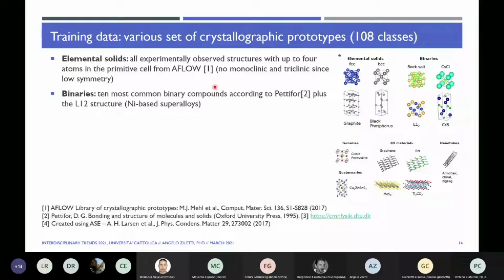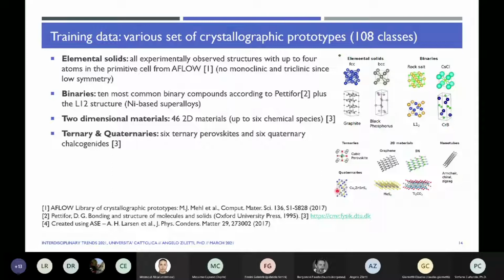And then we have the binaries. So we use the 10 most common binaries according to Pettifor, plus the L1_2 structure because it's important for nickel-based superalloys. And this we also take from AFLOW. So I really want to thank Stefano because, when nobody knew what big data was, he was really already starting populating his database, and it's really enabling lots of people to do research. And then two-dimensional materials, we take 46 of them, so quite an extensive library.